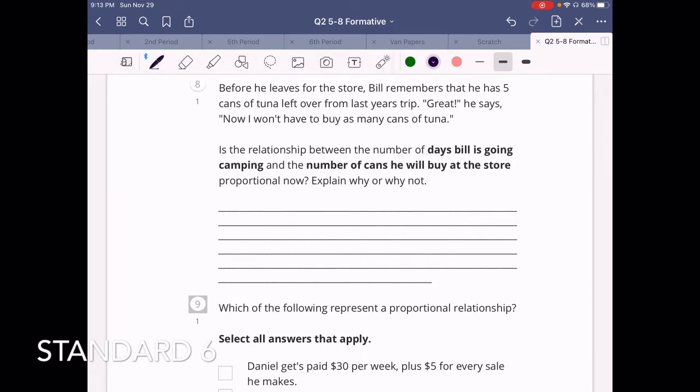Is the relationship between the number of days Bill is going to be camping and the number of cans he will buy at the store proportional now? Explain why or why not. And the answer is no. And the reason is because he already has the 5 cans, right?